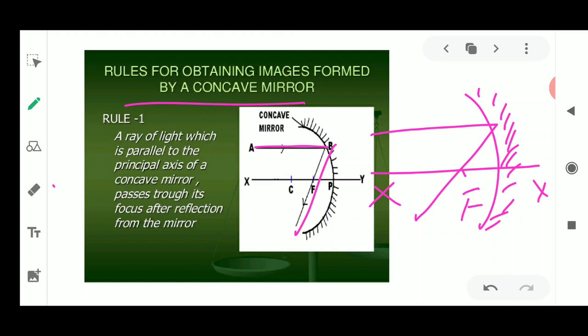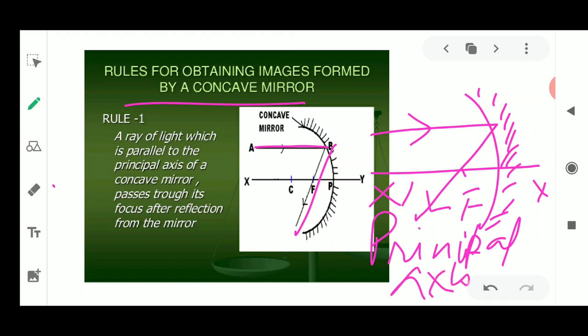If you have to draw the ray diagram like this, you will always show the incident ray with an arrow like this, and the reflected ray will also be shown by an arrowhead. I am telling you where you are supposed to draw these arrows, because these little points are very important in ray diagrams. So the first rule says whenever a ray of light is parallel to the principal axis, you could even write down that this is the principal axis.